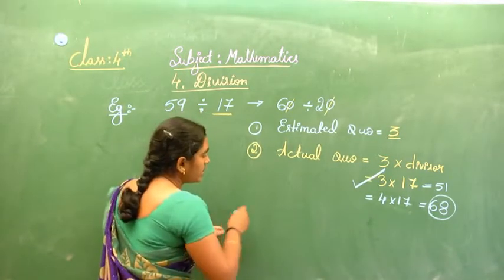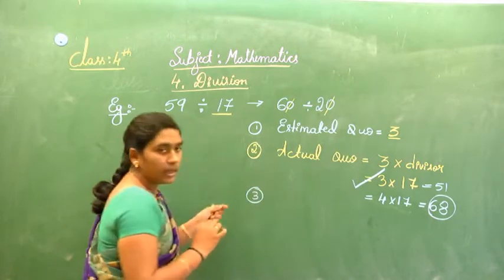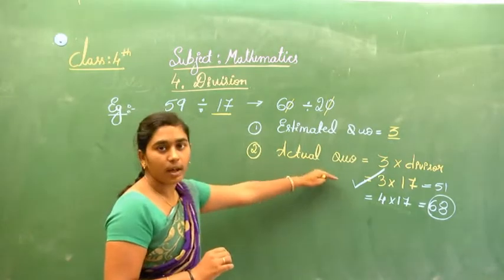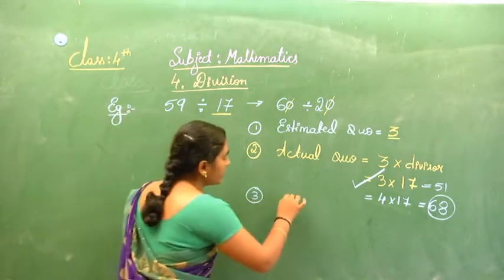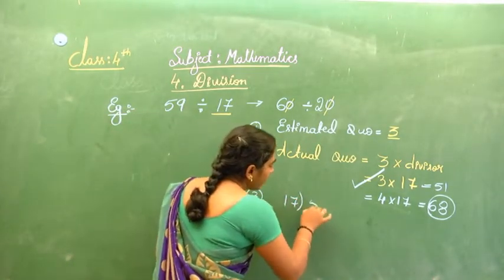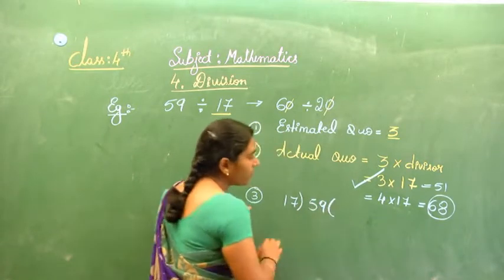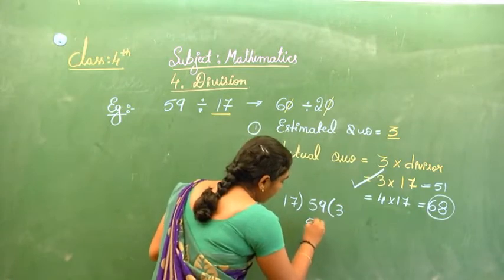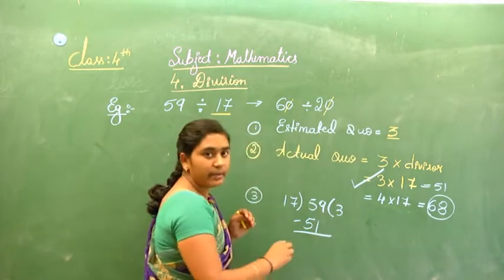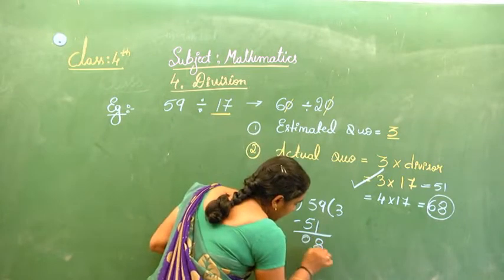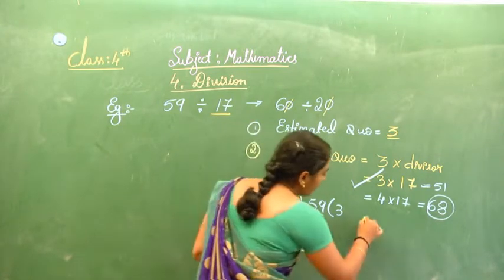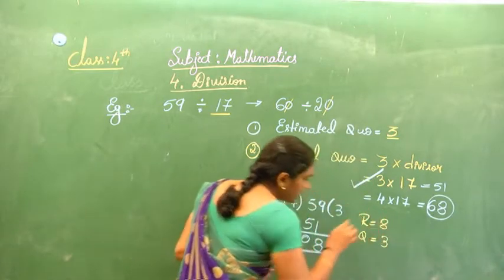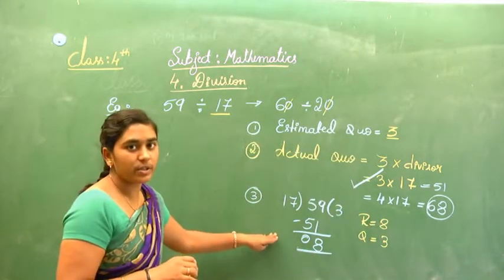What will be the third step? In the third step, we need to do the actual division and check whether the answer is correct or not. The actual division will be 59 divided by 17. We have chosen 3. So 3 times 17 is 51. Subtract it, we get 8. Here you can observe we get remainder 8 and quotient 3. This is the actual division.